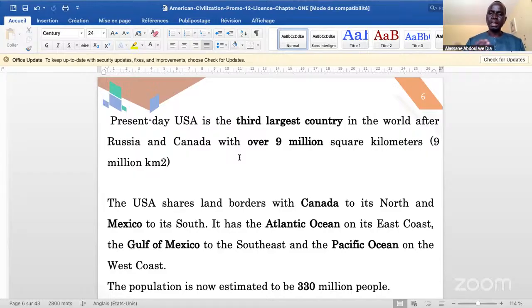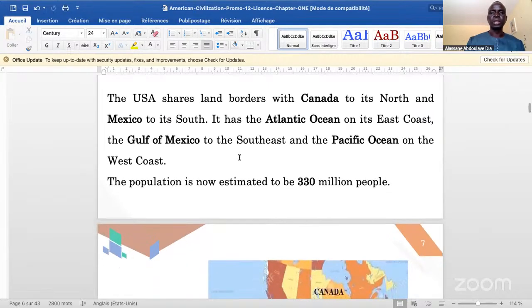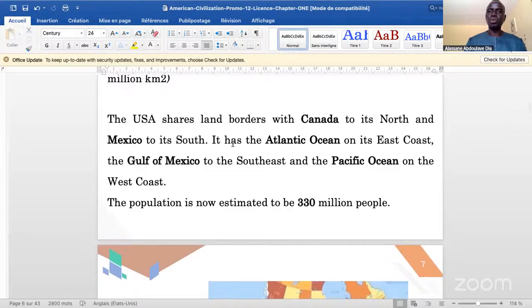If you classify the biggest countries in the world, America today, or you call it present-day USA, is the third largest country in the world after Russia and Canada. It means that Russia is number one, Canada number two, and then America number three. What is the surface of America, the area? It is 9 million square kilometers. Kilomètre carré, we say square kilometers. Its land is 9 million square kilometers. In terms of geographical situation, the United States shares borders with Canada.